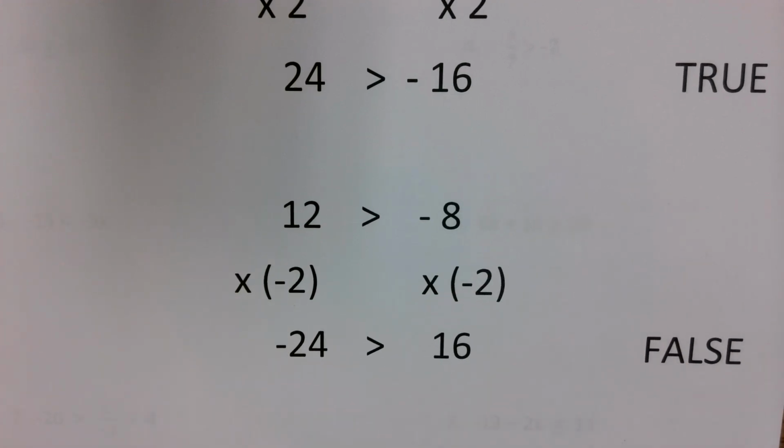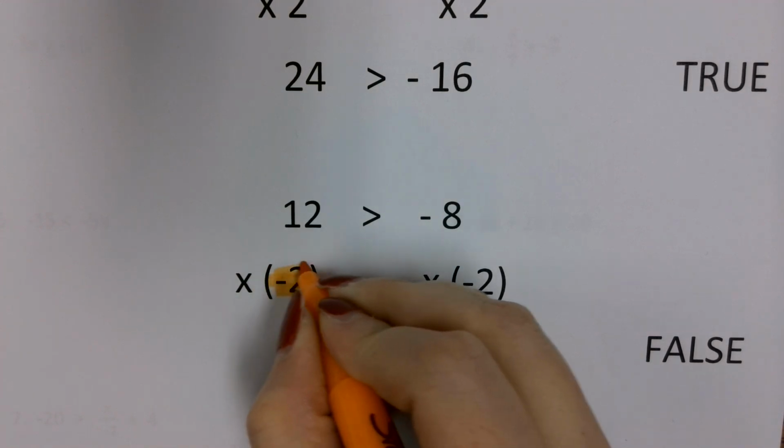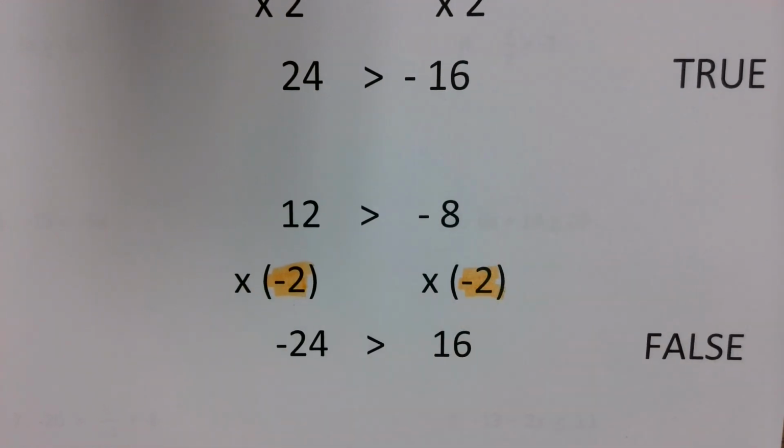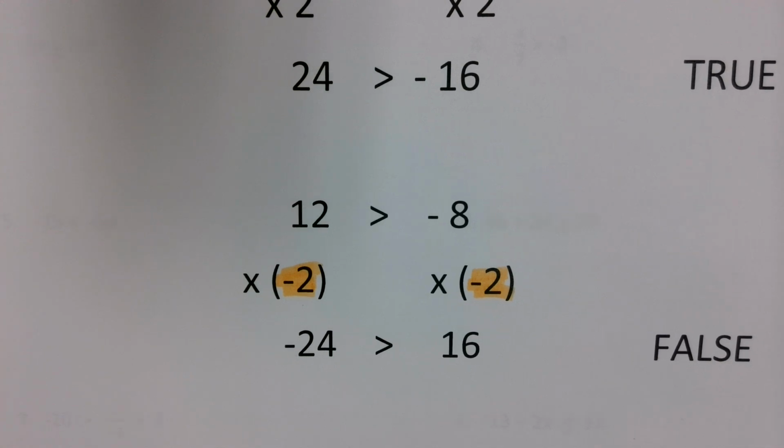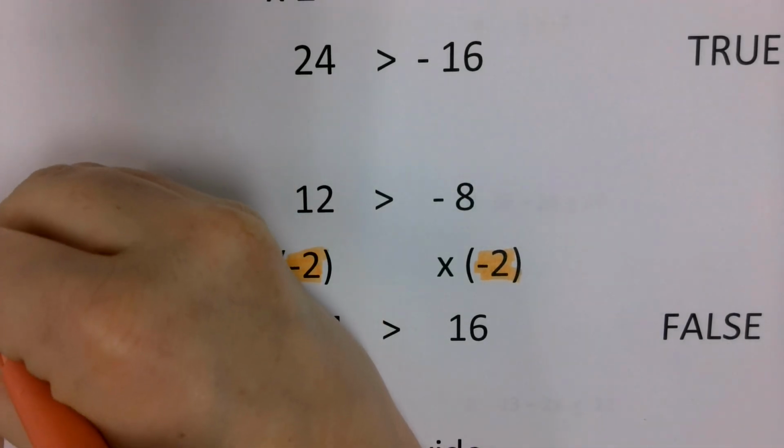The reason that it's creating a false statement is because you are multiplying by a negative 2 instead of a positive 2. So whenever you multiply by a negative, that's going to cause you to have to flip your inequality in order for your statement to become true. Okay, so let's write that down.